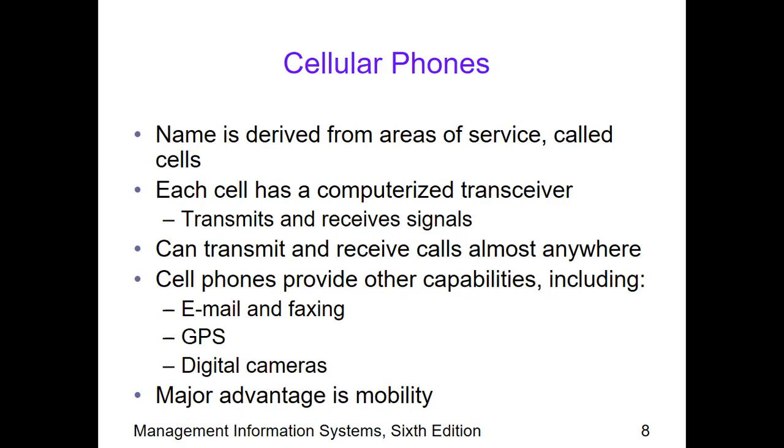Now, the name is derived from areas of service, which are called cells, and each cell has a computerized transceiver that would transmit and receive signal. Hence, the term transceiver, a combination of transmit and receive. Then, almost anywhere we can transmit and receive calls. Other capabilities, as said, would be email and faxing, GPS, or global positioning system, wherein we can know our location.